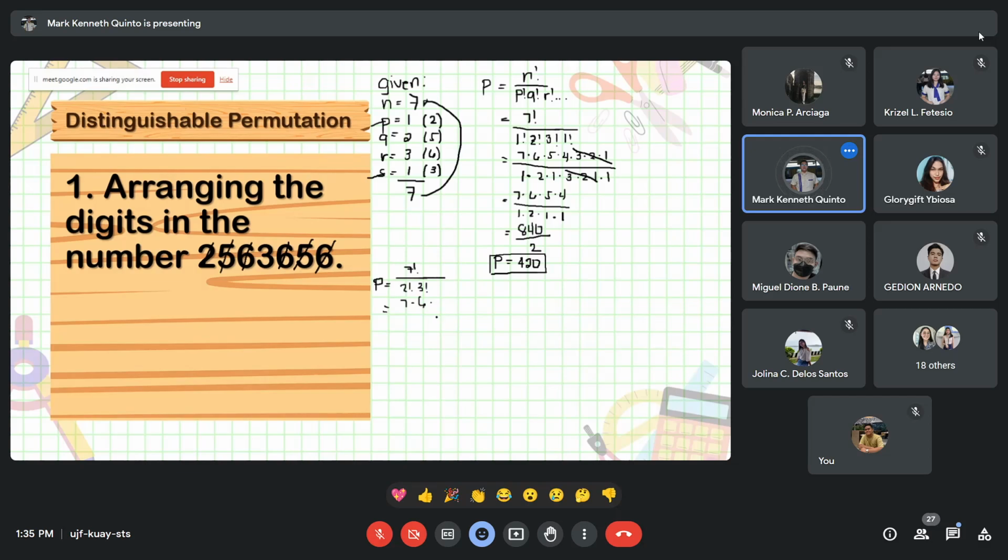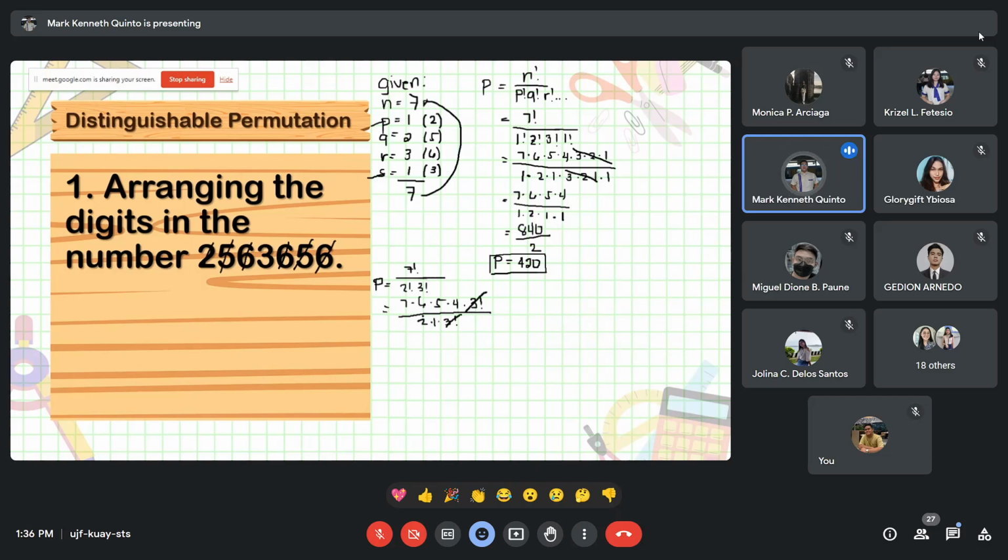Wait lang, sulat ko. 7 times 6 times 5 times 4 times 3 factorial. Stop na tayo sa 3 factorial, all over, yung 2 factorial na lang yung i-expand natin: 2 times 1. Then yung 3 factorial is 3 factorial na lang siya, kasi pwede naman na natin silang i-cancel out.